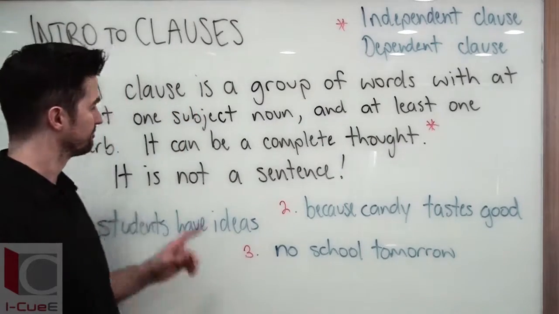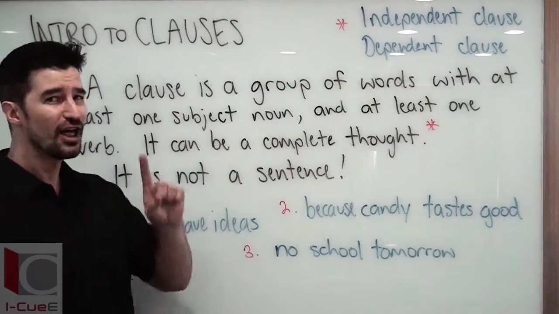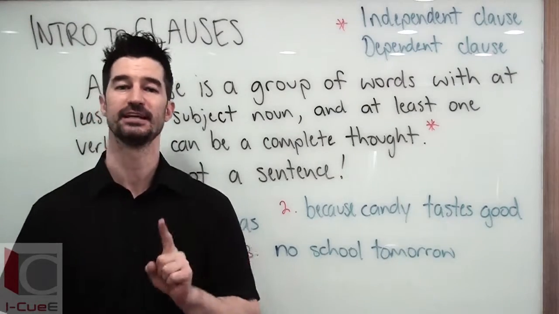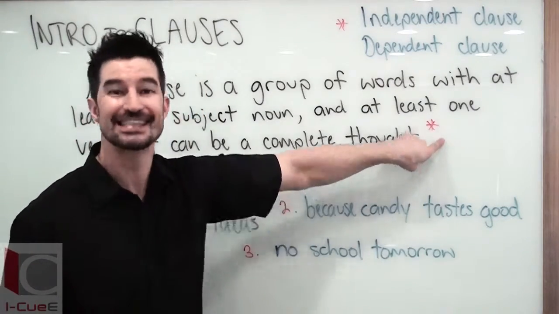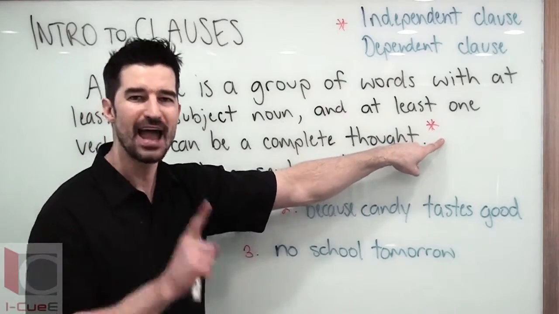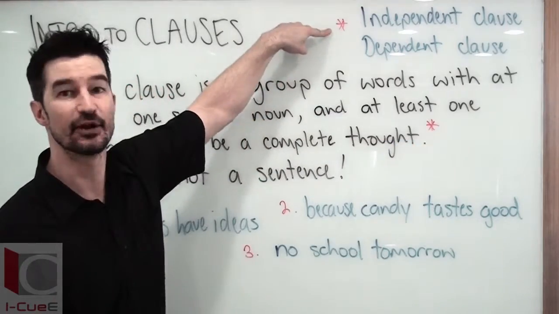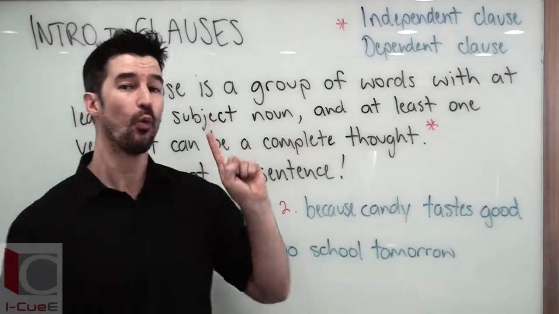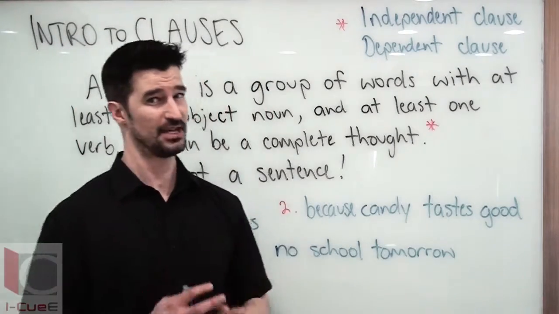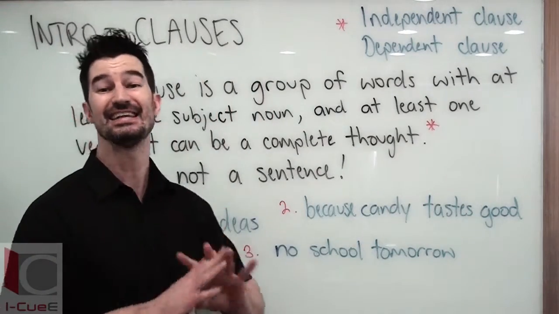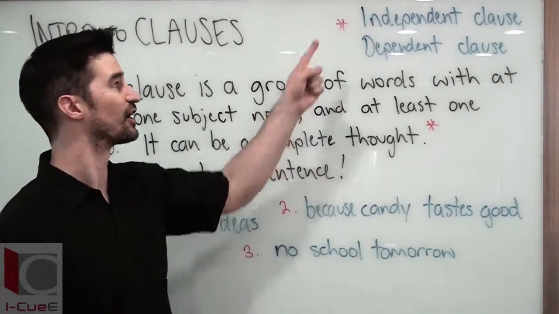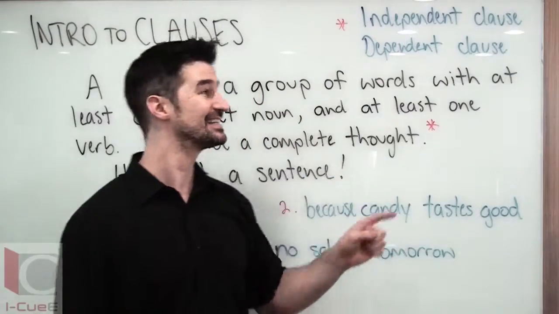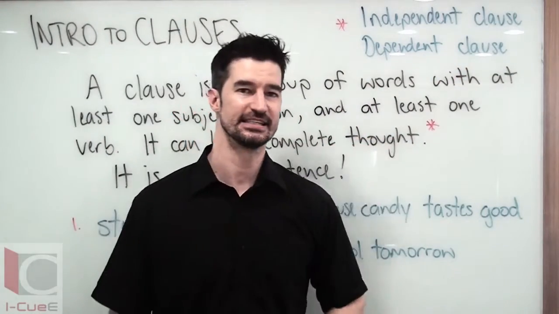We're moving on. Now, a clause can be a complete thought. This little star here, this asterisk, is to remind you that there are two kinds of clauses. One of these kinds of clauses can be a complete thought, and the other can never be a complete thought. So, the two kinds of clauses are independent clauses and dependent clauses.